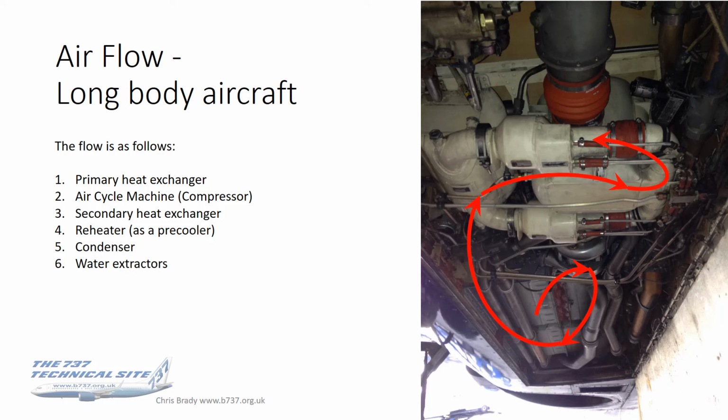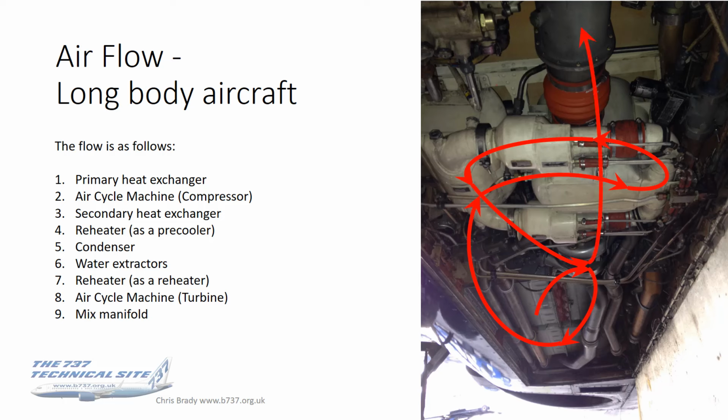Okay, so from the water extractors, the airflow comes around again to the reheater, which this time does work as a reheater, into the turbine stage of the air cycle machine, and off up towards the mixed manifold. So that there, what I've drawn on this photograph, is the airflow in the air conditioning packs. I say this particular one I've drawn it on is the long body aircraft, because it's slightly more complicated than the short body, which was just straight through.